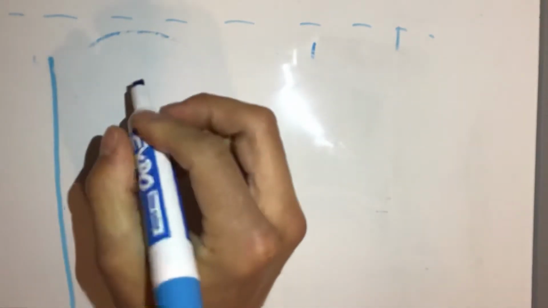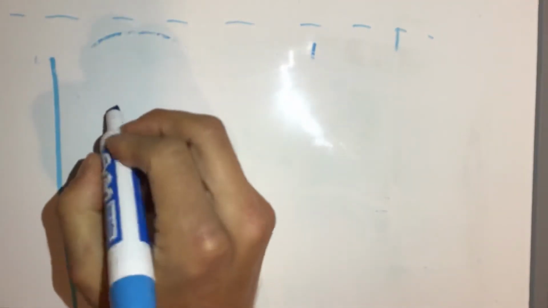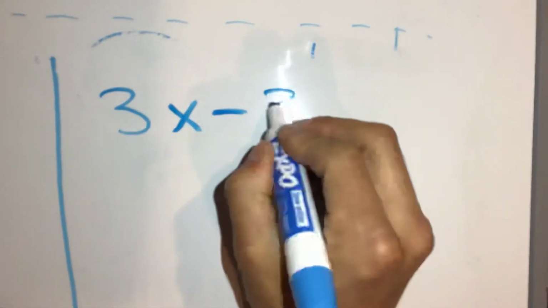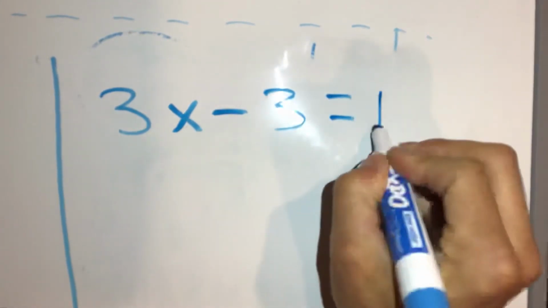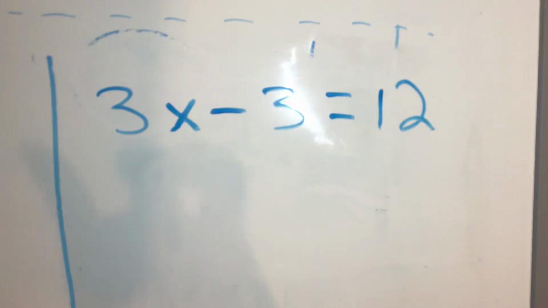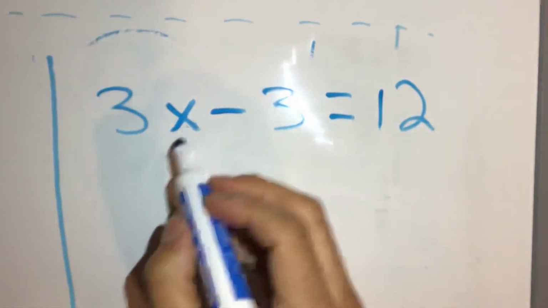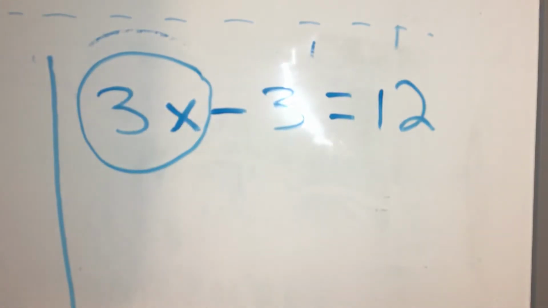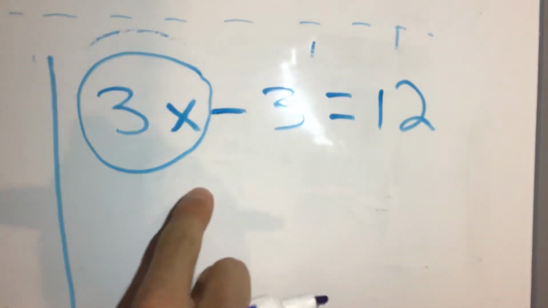So, let's go to another example now. We have, let's see, we'll mix it up a little bit. 3x minus, we'll say, 3 equals 12. Now, another two-step equation for us here. So, first, let's find the variable and circle this guy, because we don't want to bother him. We want to get him all by himself.